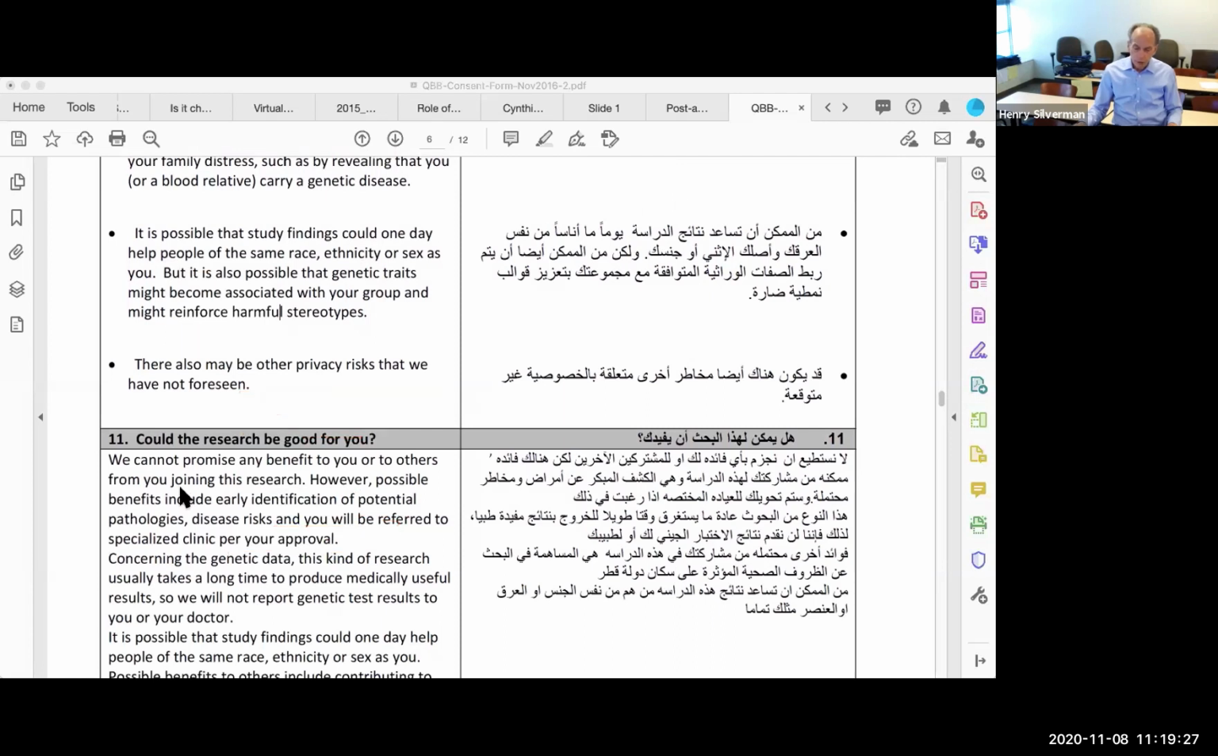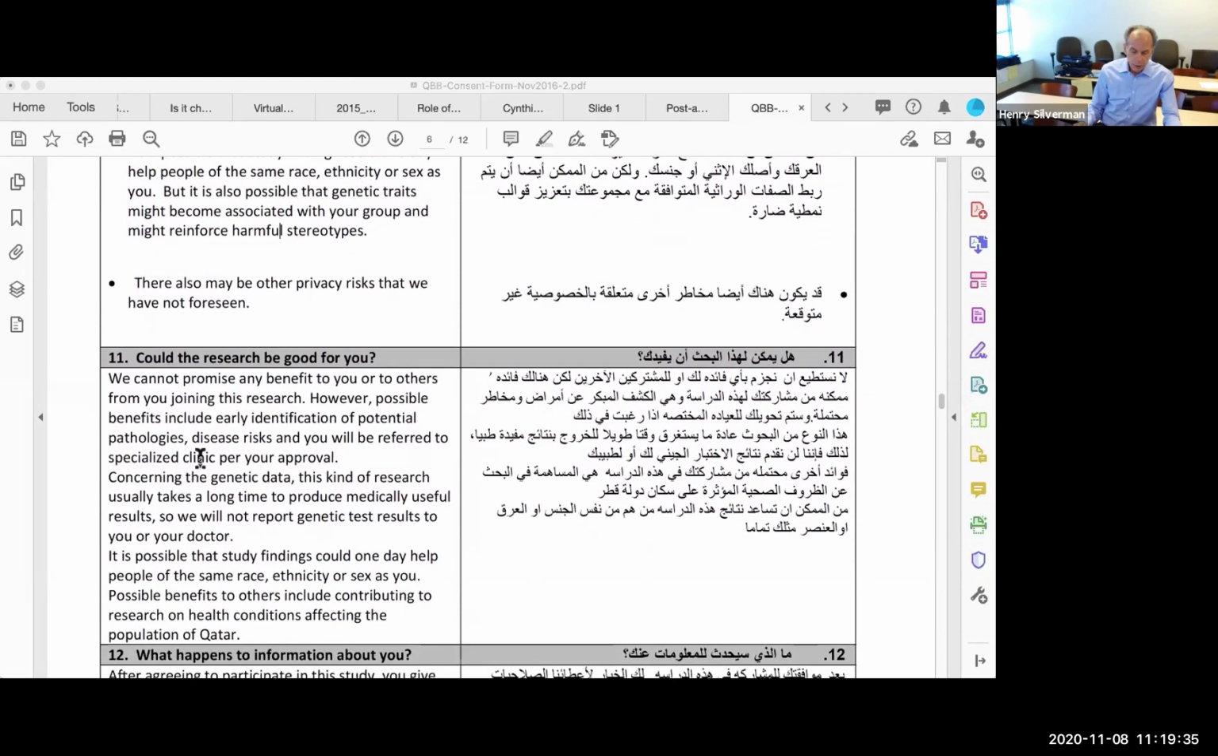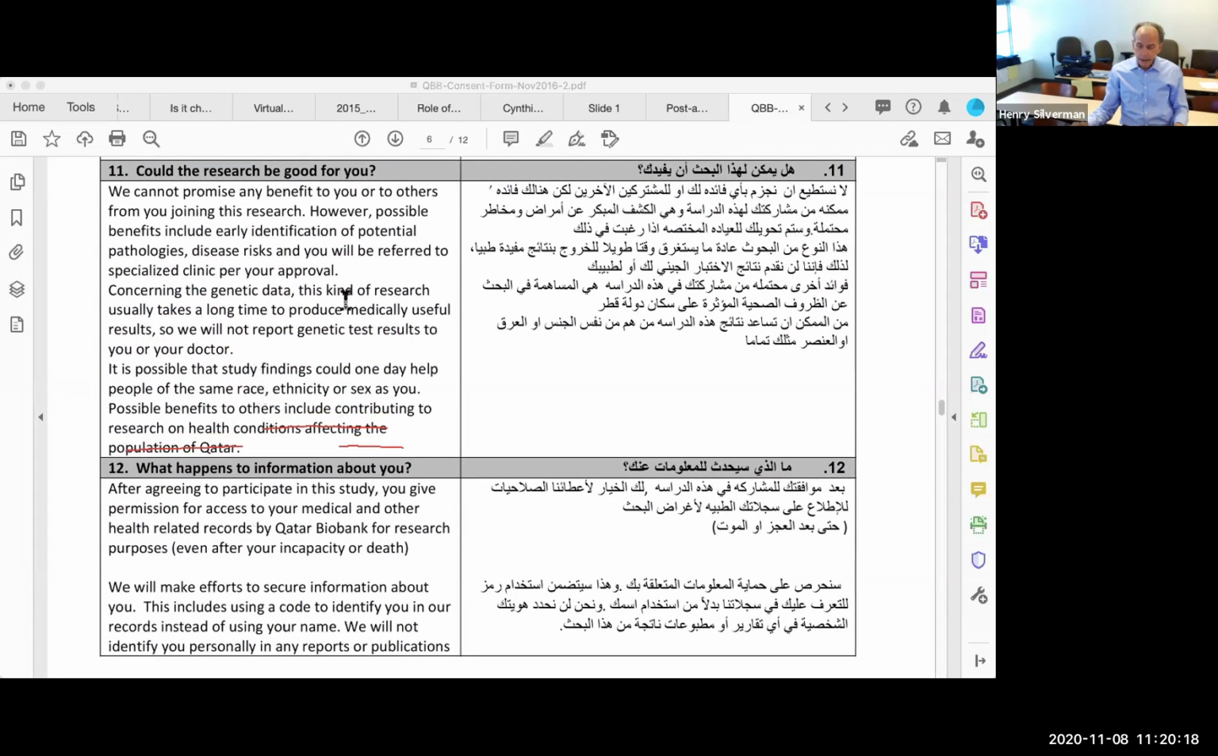Then they talk about, could the research be good for you? And they talk about, and we'll talk about this as well, identification of potential pathologies, disease risks. You will be referred to a specialized clinic. So they're talking about returning results back to the individual. Now, in the UK Biobank consent form, they say, we're not returning results. Okay? We're just not going to do that. And we'll talk about that in just a few minutes as well.